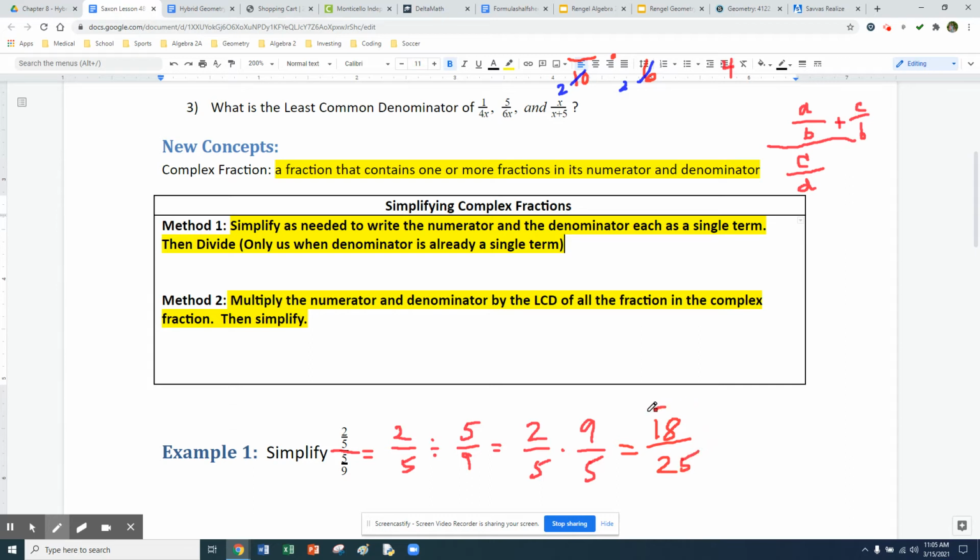So all in all, that 2/5 over 5/9 simplifies to one fraction as 18/25. And it is going to be important to change complex fractions back to just a simple fraction, which is just a numerator and denominator, so no fractions within the fraction. So in example 1, if you have a single fraction in your numerator and a single fraction in your denominator, you can use a divide fractions method. That would just be using this part of method 1, just divide.